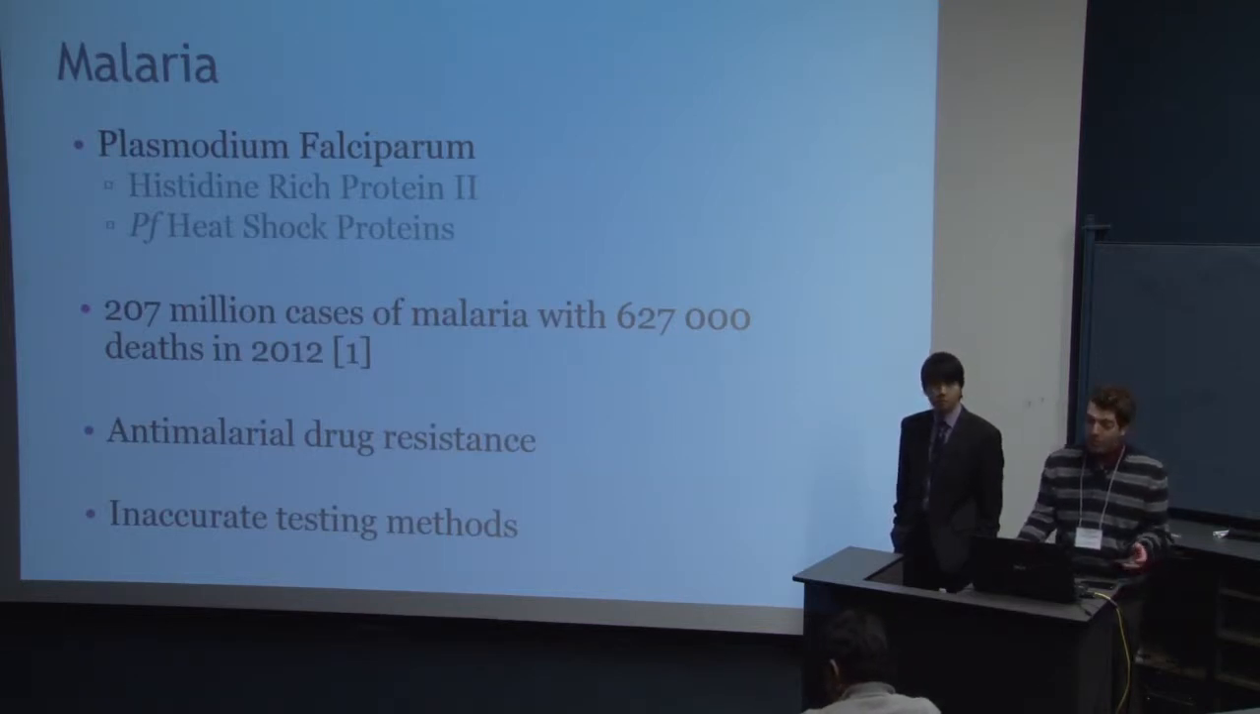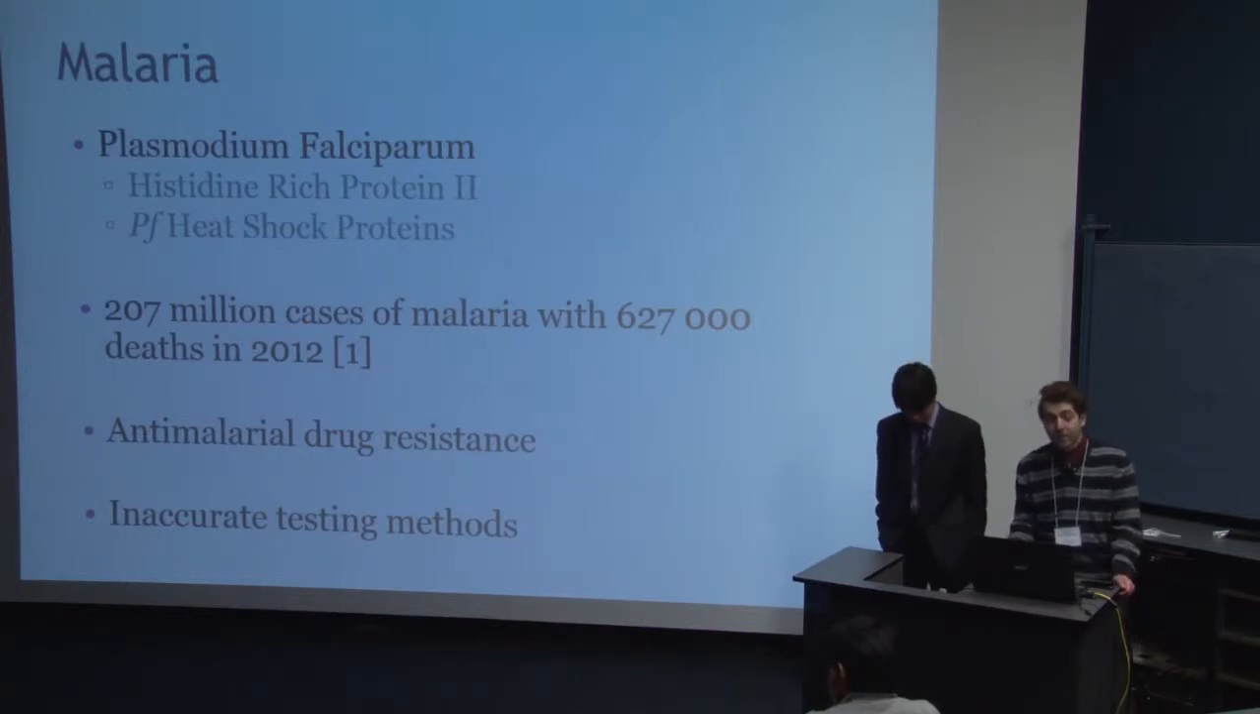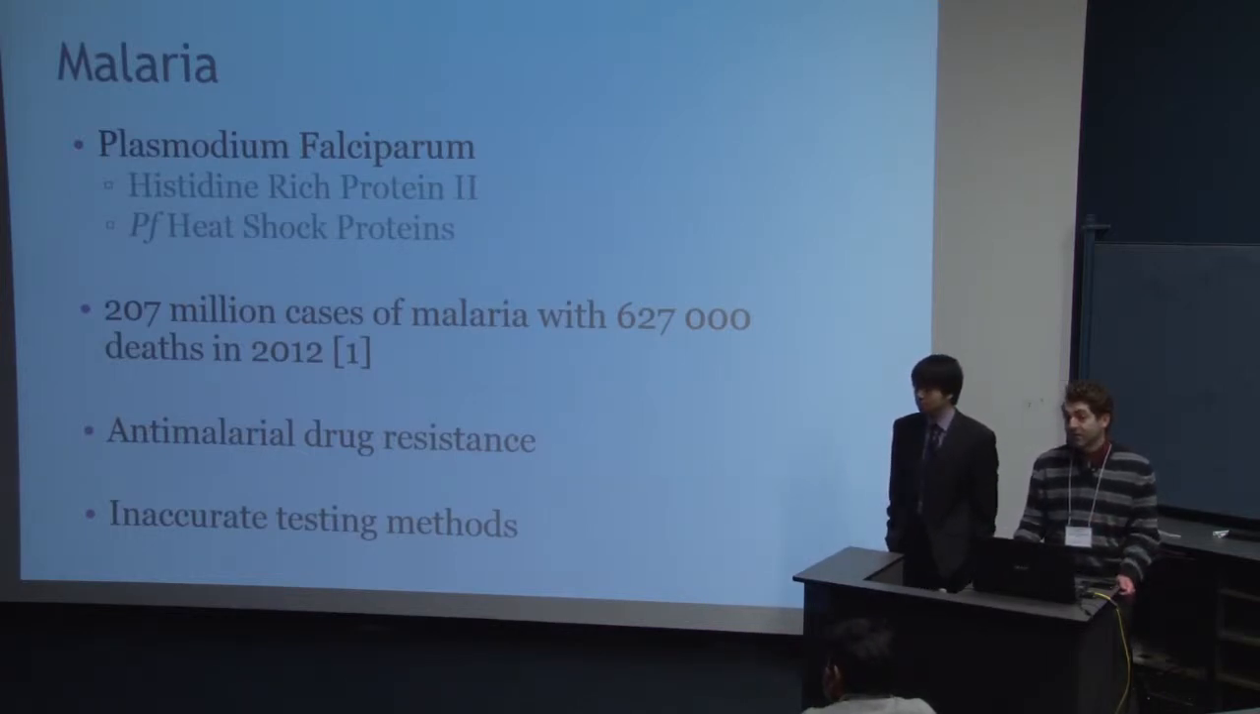Approximately half of the world population is at risk for contracting malaria, with 207 million cases of severe illness and almost 650,000 deaths in 2012. Some examples of antigens that we could use for the detection of malaria for diagnostic purposes are the histidine-rich protein 2 and the various existing heat shock proteins.